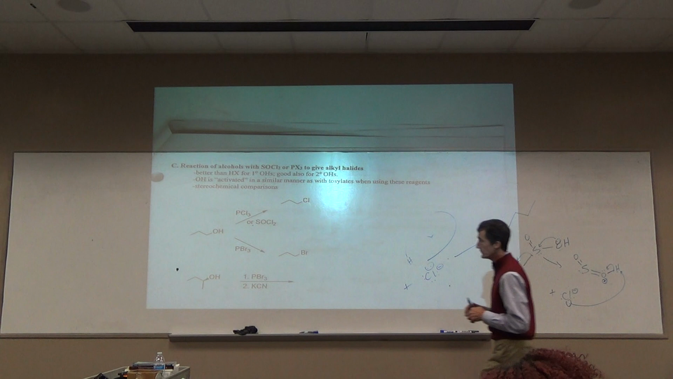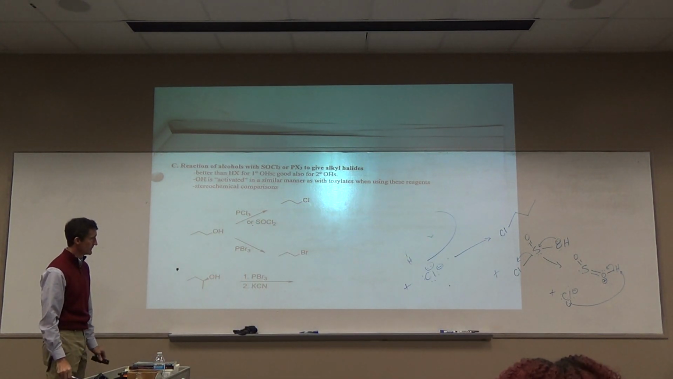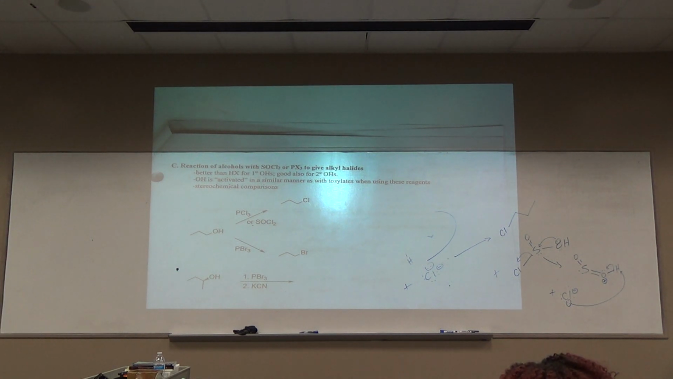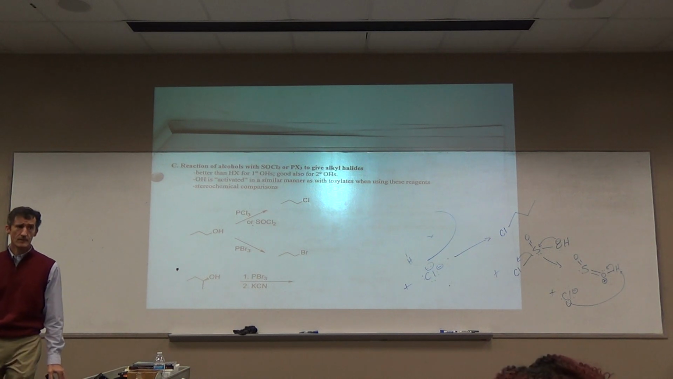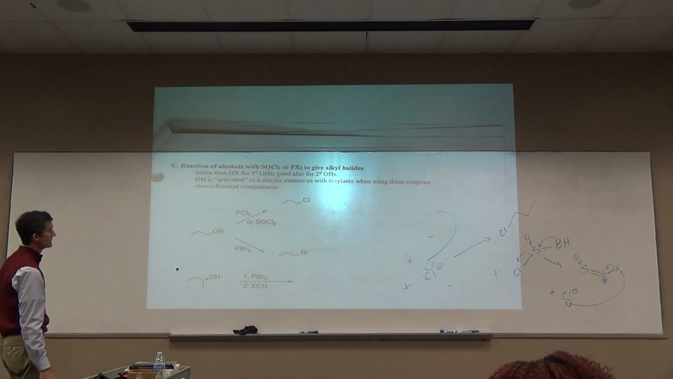All right, so what does each set of reagents do? What is PBr3 going to do? It's going to convert the alcohol to what? An alkyl halide, an alkyl bromide, right? Stereochemistry though, anything? All right. No, it doesn't.